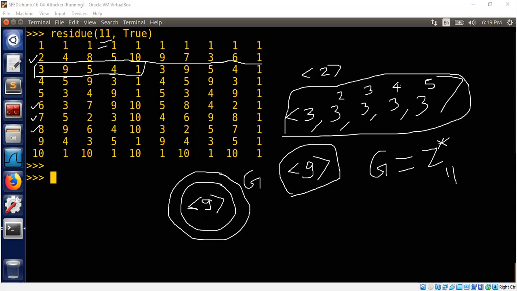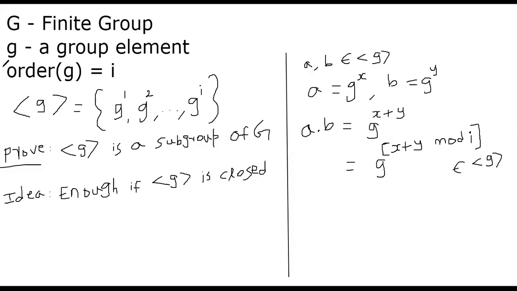Okay, let's prove this more formally, that the set is indeed a subgroup. For that, I have already prepared the proof. We consider a finite group G and a group element small g with the order i, meaning g power i is 1. That's how we define the order of the group element. And we define a set, denoted with this angle bracket g and another bracket, which is nothing but g power 1, g power 2, all the way to g power i. And we need to prove that this set is a subgroup of the group G.